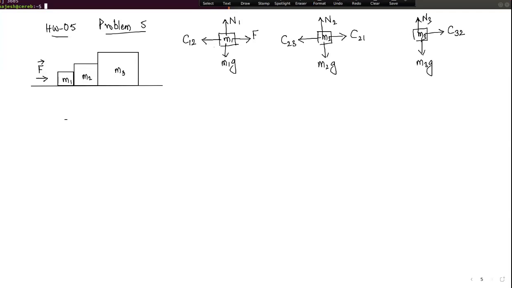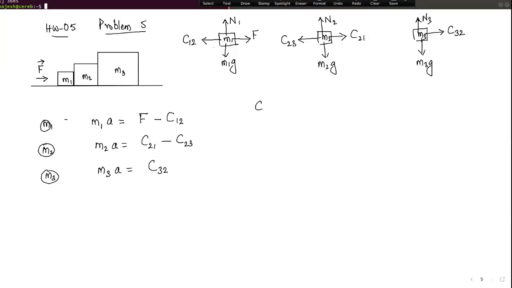So we can write down the equations now. Let's start with M1. We have M1a, horizontal components alone. So that's F minus C12. For M2, we have M2a is equal to C21 minus C23. And M3a is equal to, there's only one force acting here, so that's C32. Also, using Newton's third law, we know that magnitude-wise, C12 is equal to C21, and C23 is equal to C32.